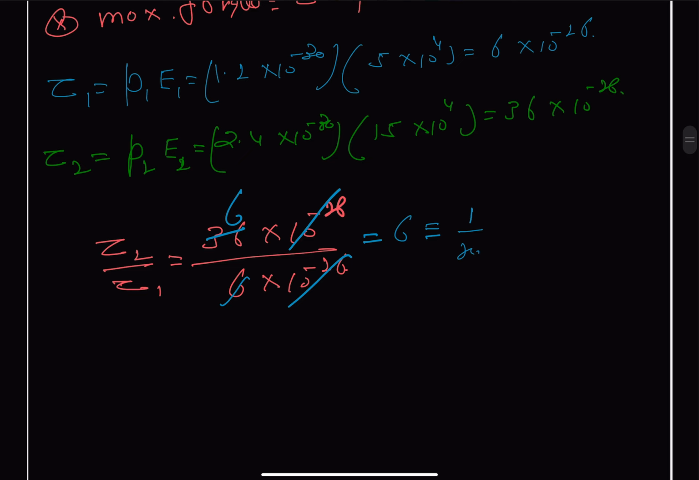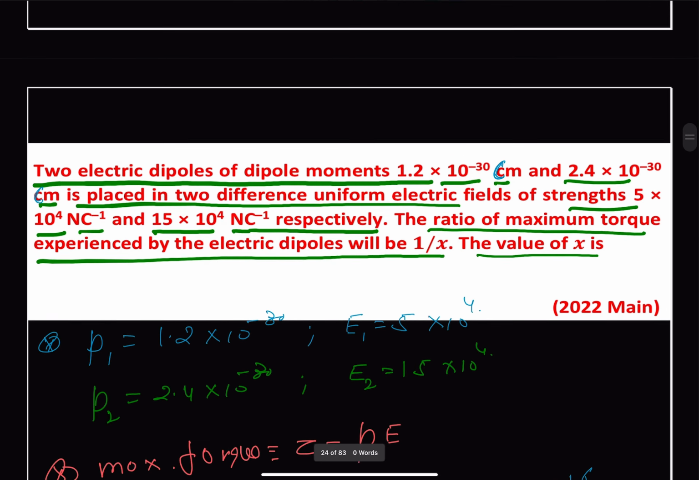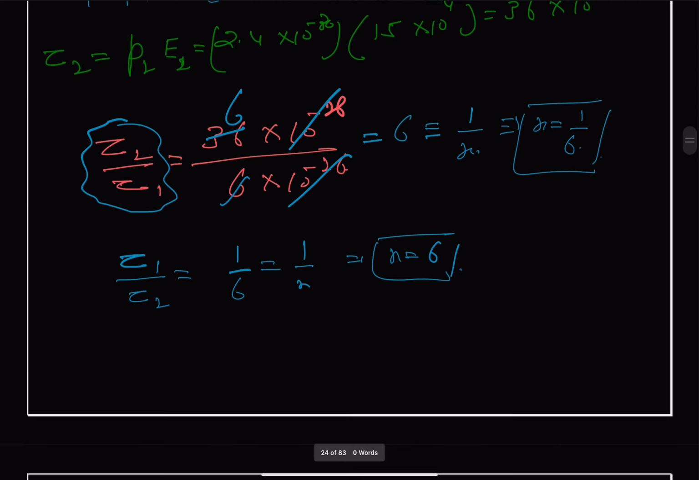So from here we can say x is equal to 1 by 6, and this is when I have taken the ratio of tau 2 by tau 1. Okay, if I reverse it, it will be tau 1 upon tau 2, and we are going to get this as 1 by 6, which is equal to 1 by x, and this will give me the value of x equal to 6. Okay, so either it will be 1 by 6 or it will be 6. Next question.